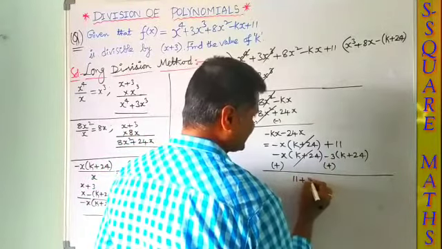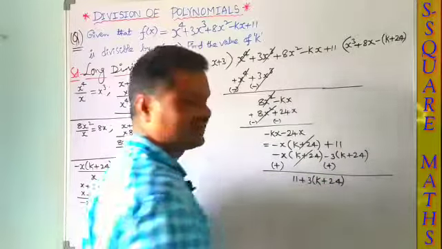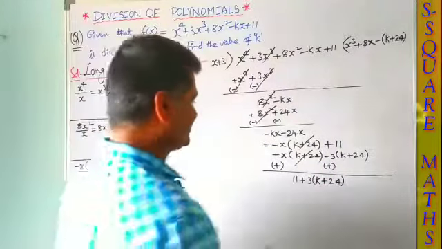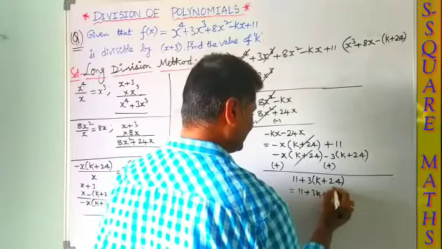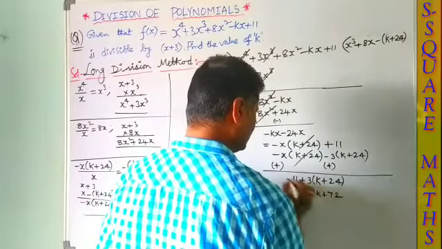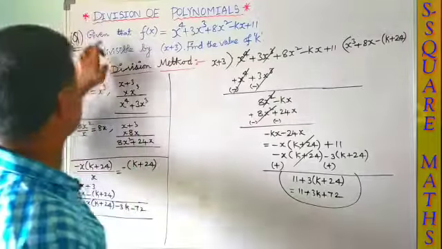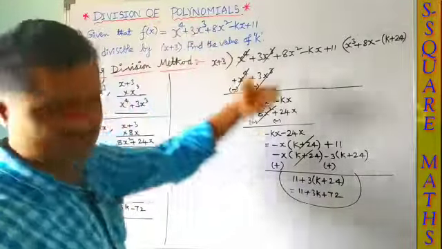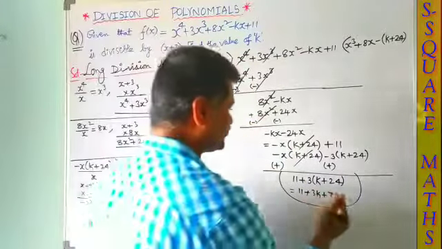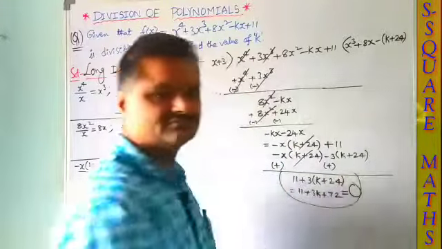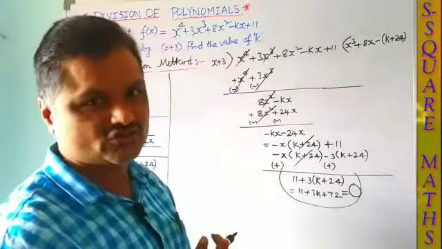Now, what is the leftover? 11 plus 3 of k plus 24 is leftover at the final stage here. Nothing but 11 plus 3k plus 24 into 3 is 72. So this is our remainder. But given that f of x is divisible by x plus 3, our remainder should be equated to 0, by the given property in our question.